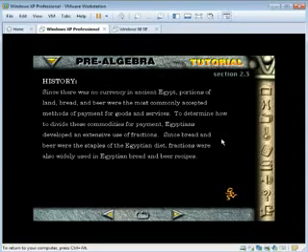History. Since there was no currency in ancient Egypt, portions of land, bread, and beer were the most commonly accepted method of payment for goods and services. To determine how to divide these commodities for payment, Egyptians developed an extensive use of fractions. Since bread and beer were the staples of the Egyptian diet, fractions were also widely used in Egyptian bread and beer recipes.